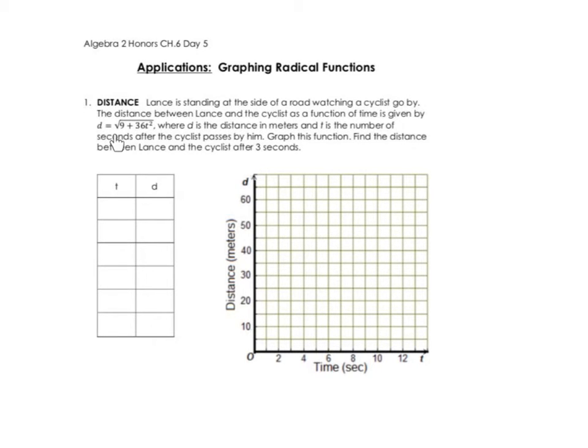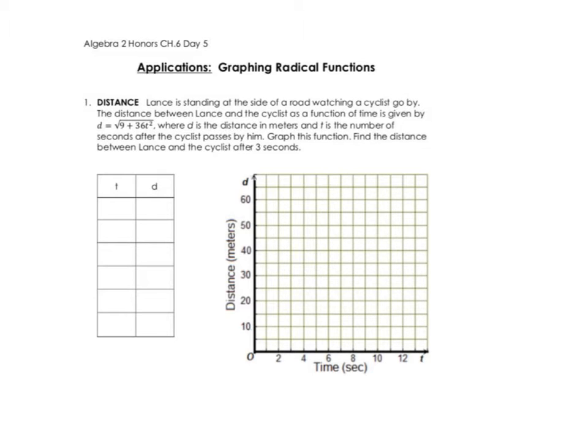d equals the square root of 9 plus 36t squared, where d is the distance in meters and t is the number of seconds after the cyclist passes him by. Our goal is to graph this function right here, and we want to find the distance between Lance and the cyclist after 3 seconds. All right, so first our goal is to graph this function.